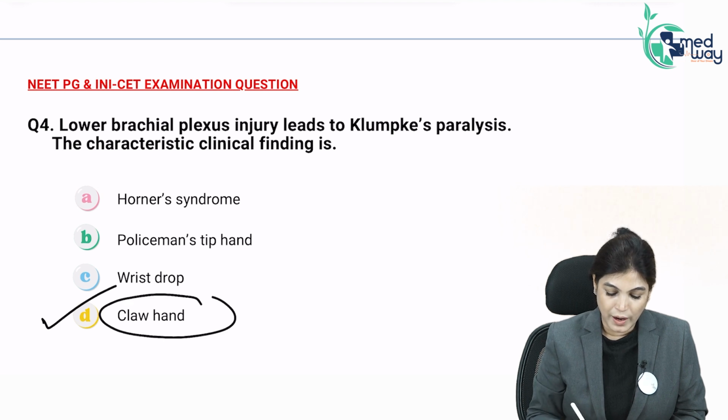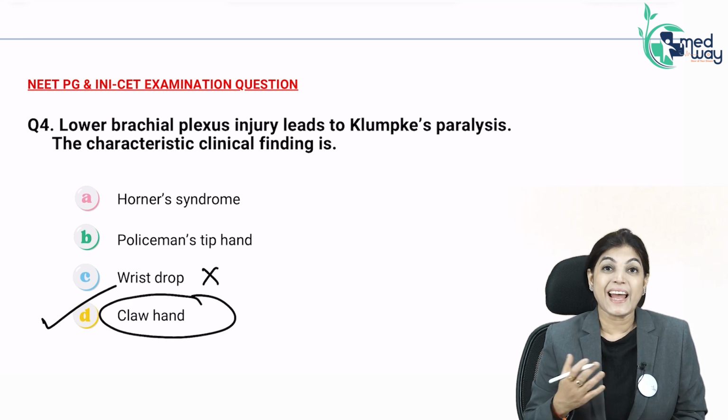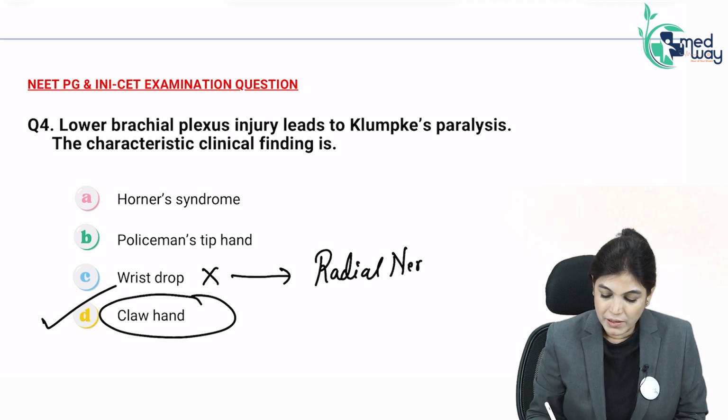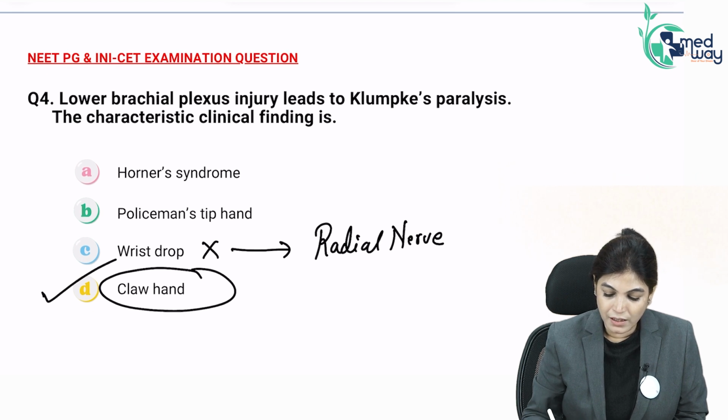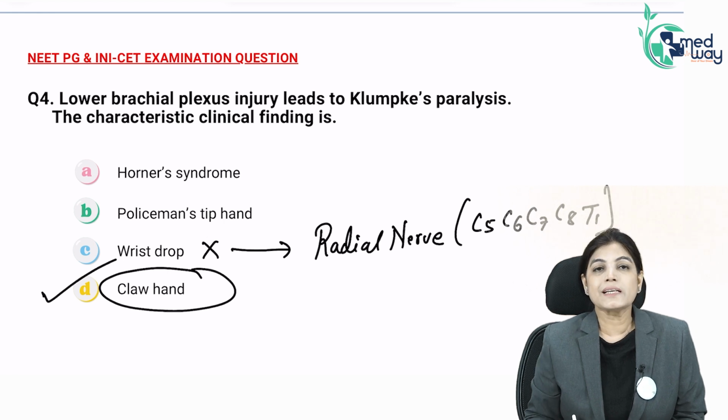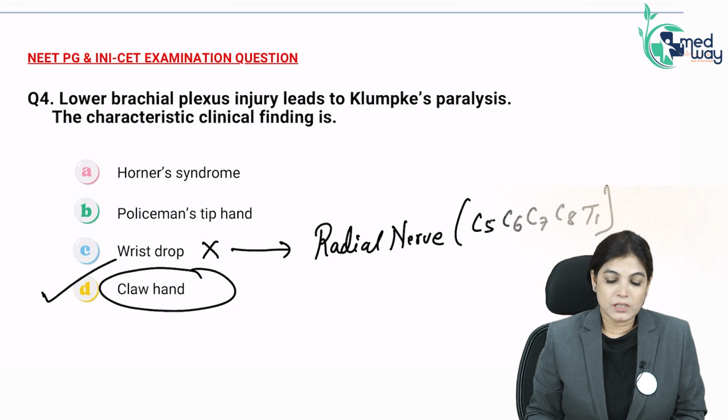So we will go with claw hand. Wrist drop is not the answer, because if there is a wrist drop, all the extensors of the forearm are gone, and it is mainly involving the radial nerve. And we know that the radial nerve will be involved only when the whole of the nerve roots C5, C6, C7, C8 and T1 are involved, because the radial nerve is the largest branch of the brachial plexus, which is a branch from the posterior cord of the brachial plexus.